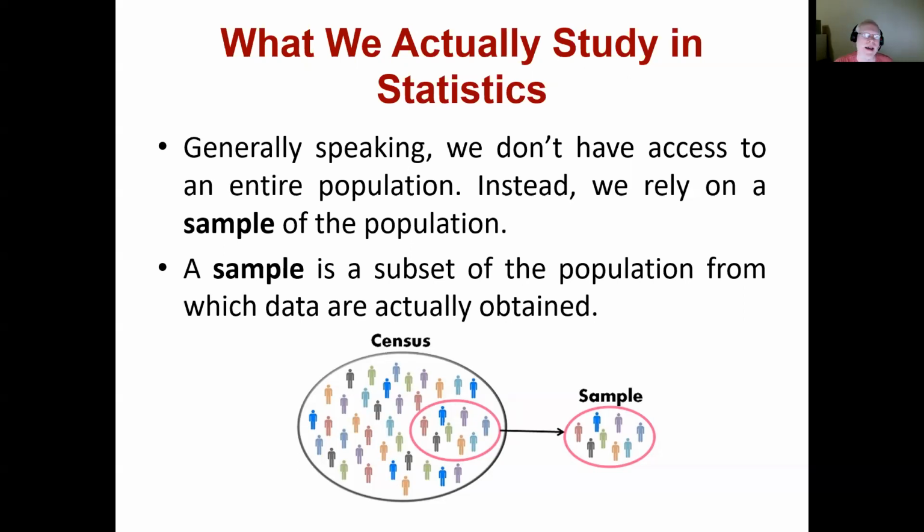Oftentimes, we don't have access to the entire population for very practical reasons. It may be cost, it may be access, it may be time, it could be manpower. So imagine if our population of interest was all Canadians. Well, there's about 37 million Canadians. And so every time we wanted to learn something about them, we'd have to be talking to 37 million Canadians.